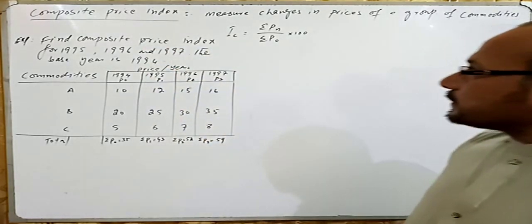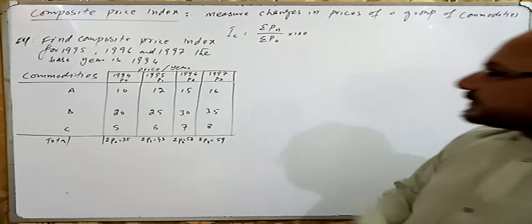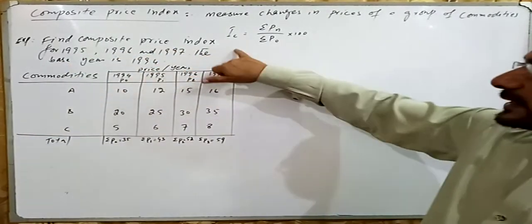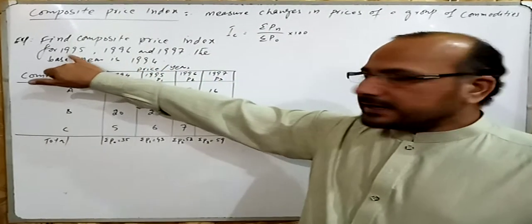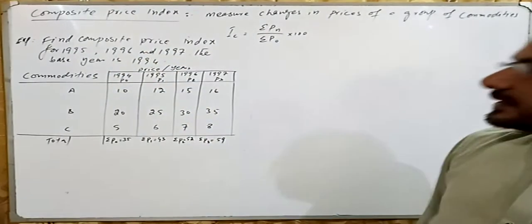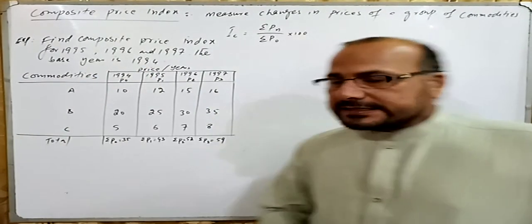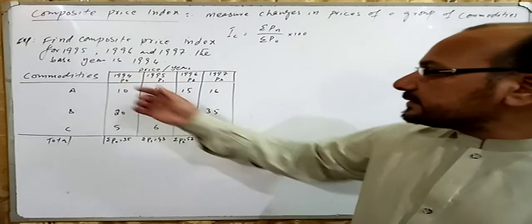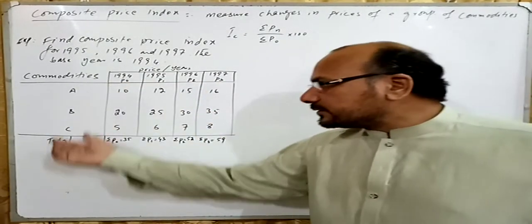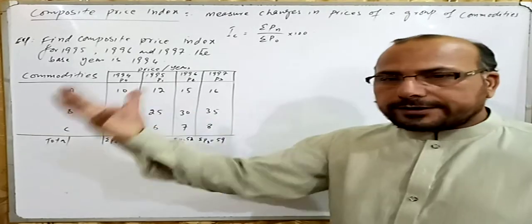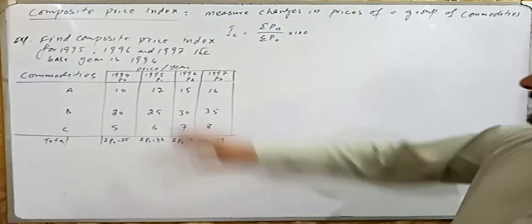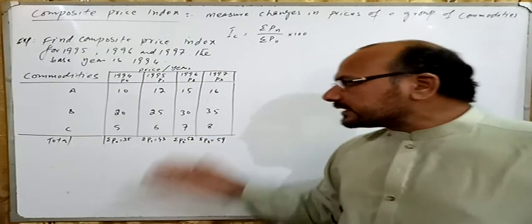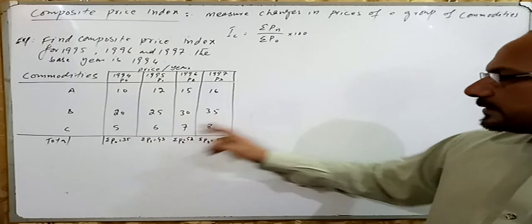Now, if you see, here we have the same formula as we discussed in the previous class. In this question, find the composite price index for 1995, 1996, 1997. The base year is 1994. The base year is given, and four years of data are given related to three commodities. The commodities, or products, are A, B, C, and there are four years. The prices of each commodity are given during the different years.